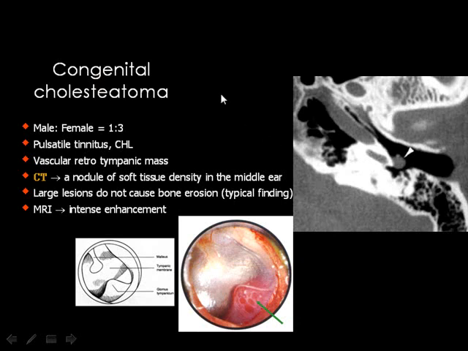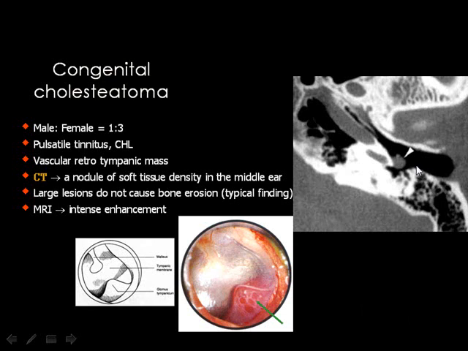Then congenital cholesteatoma, sorry, this is not congenital, this is what we call the glomus tympanicum. This title is wrong. Glomus tympanicum is a vascular lesion inside the middle ear cavity. And this lesion actually simulates the cholesteatoma. But the only difference is this is a vascular lesion that can enhance if you give contrast material.